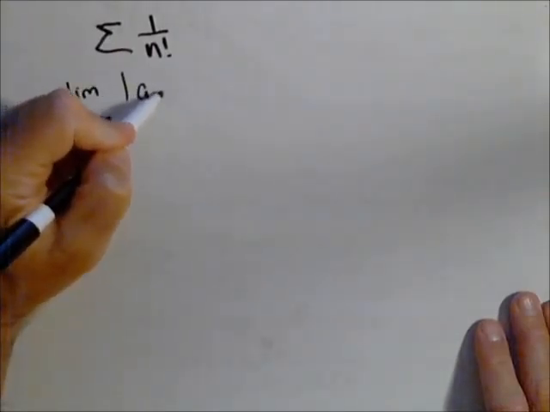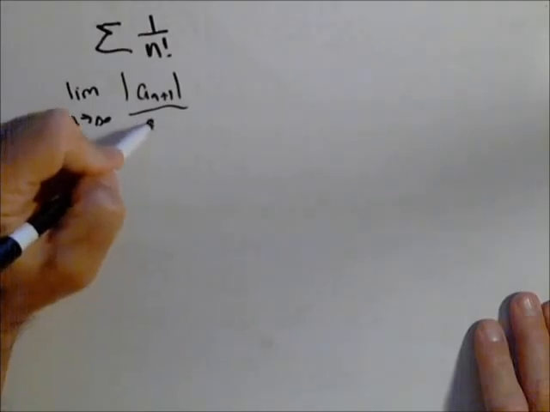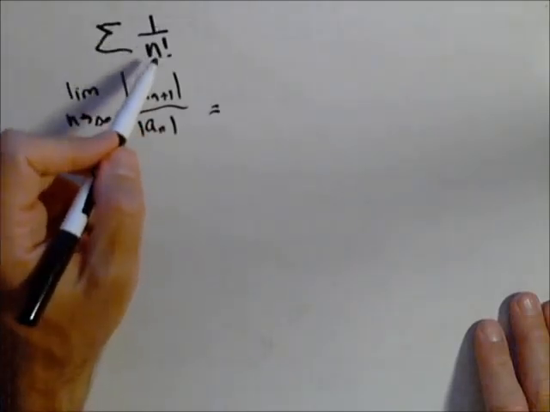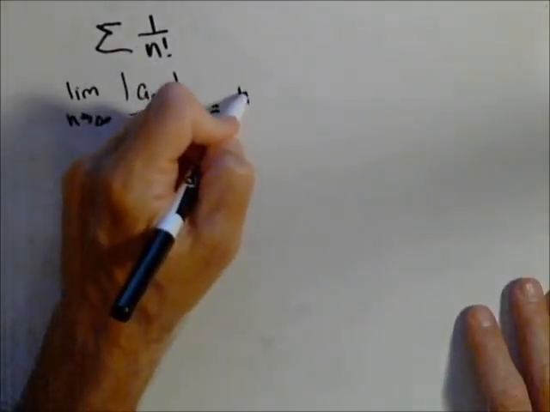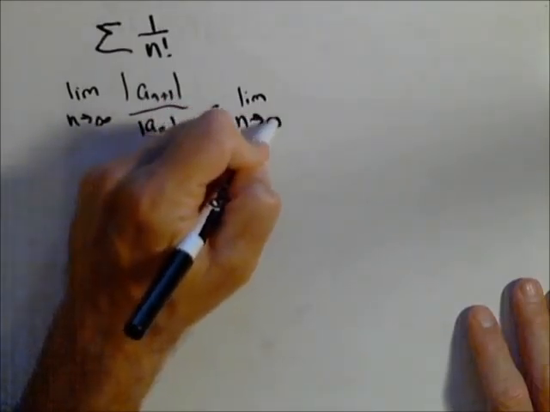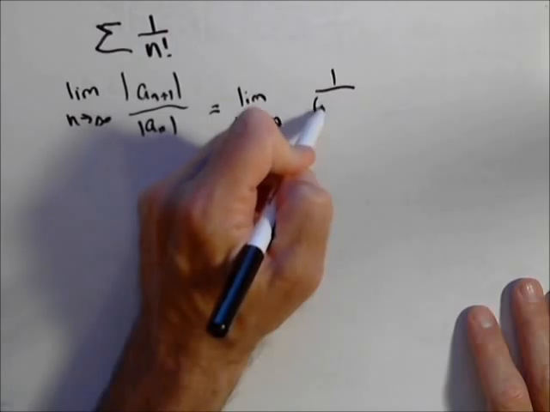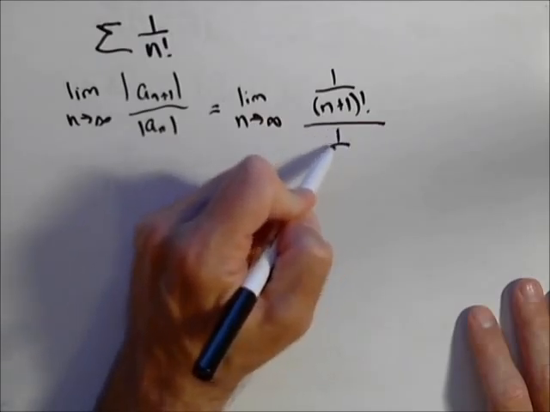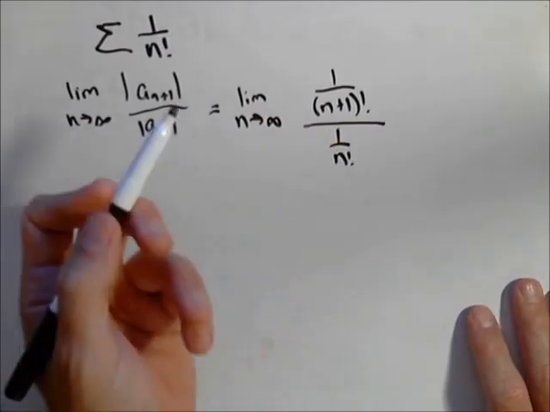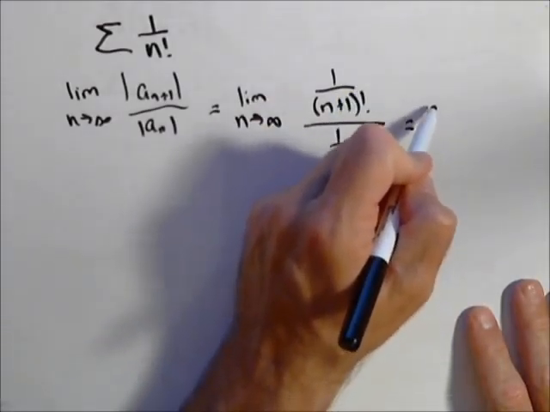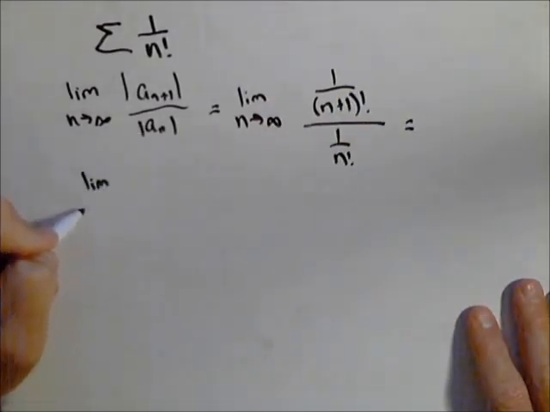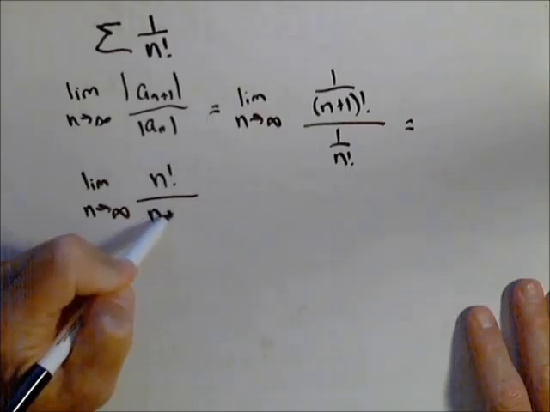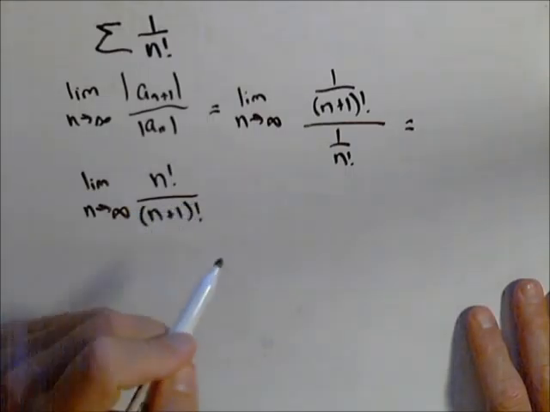of the absolute value of a sub n plus 1 over the absolute value of a sub n. In this case, a sub n is 1 over n factorial. So I'm looking at the limit as n goes to infinity of 1 over n plus 1 factorial over 1 over n factorial. So the first thing I'm going to do is flip and multiply. So what I'm looking for is the limit as n goes to infinity of n factorial over n plus 1 factorial.